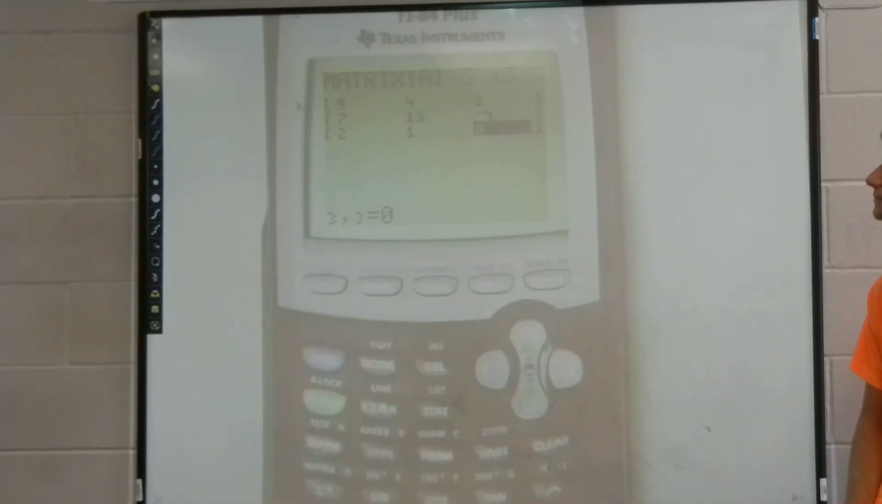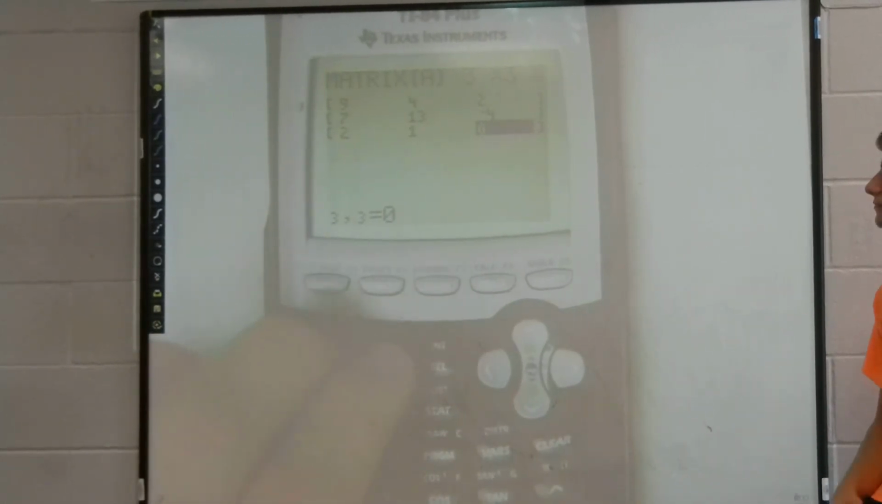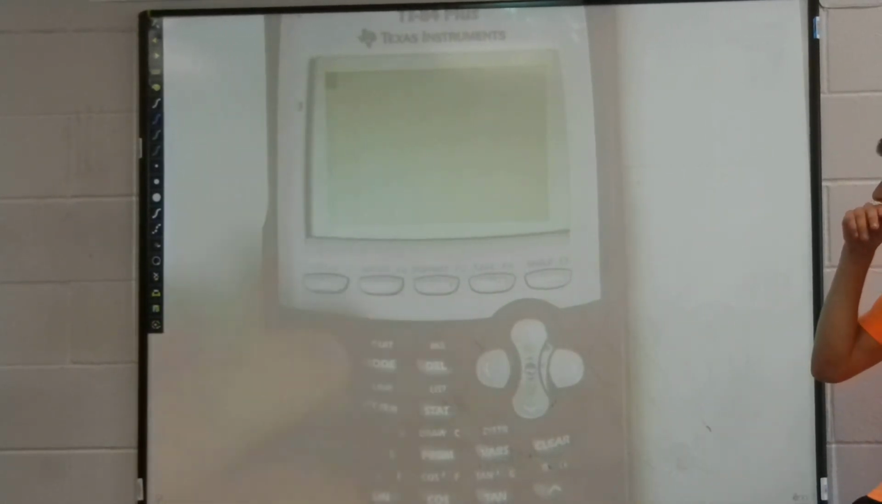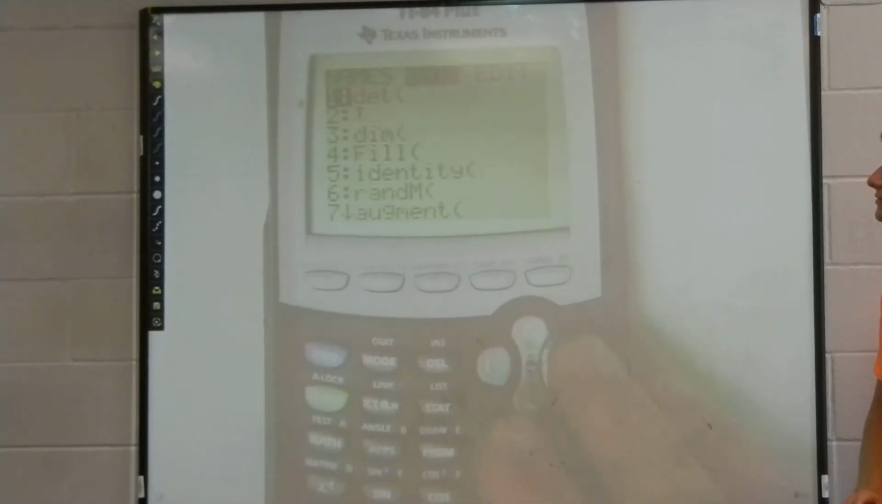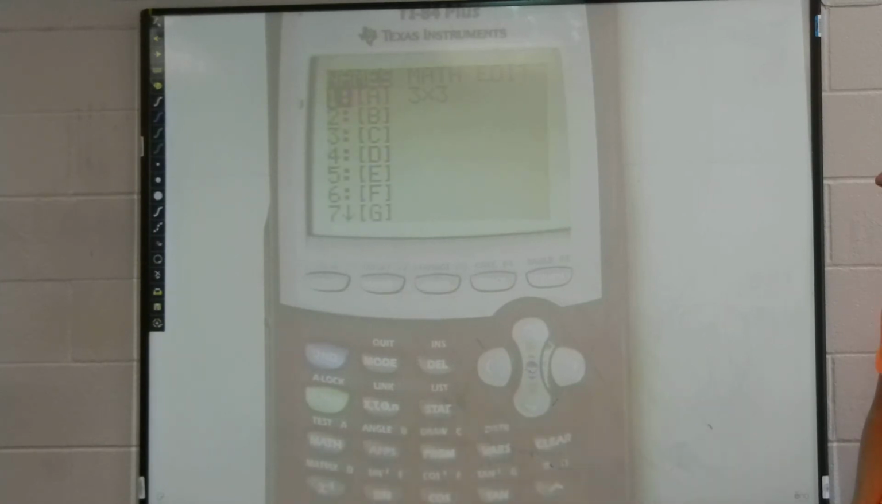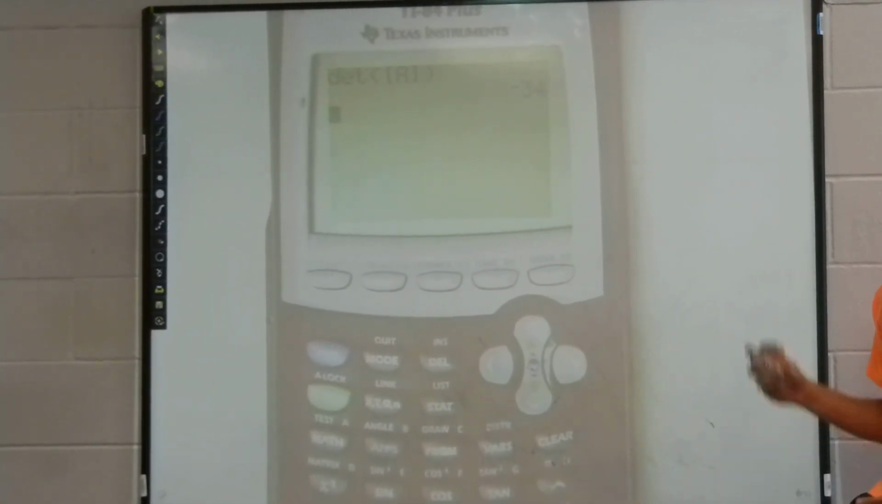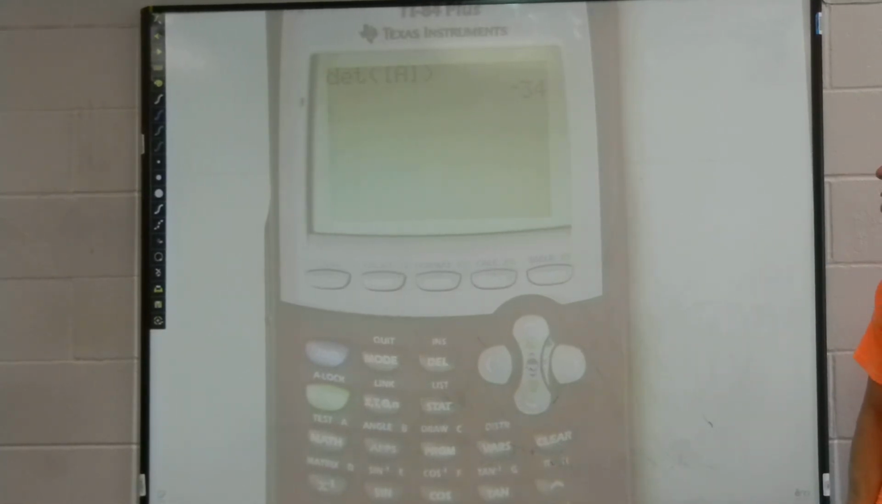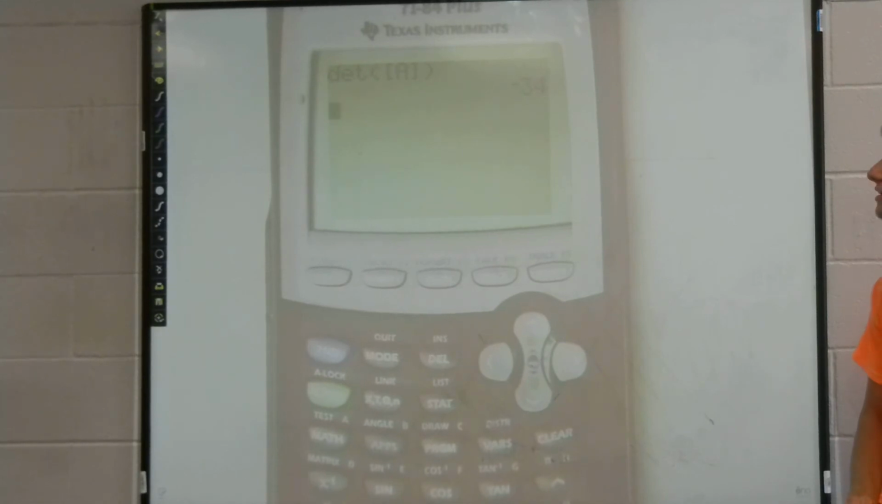Then you're going to do, again, just like before, second mode. Then second matrix, cursor over to math, enter, second matrix again, enter, close your parenthesis, and there's your determinant: -34. Determinants can be negative, but you have to have a square matrix to do them. And there you go.